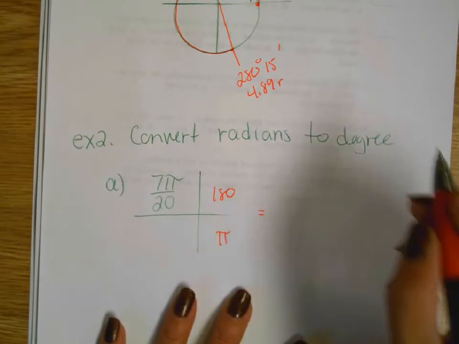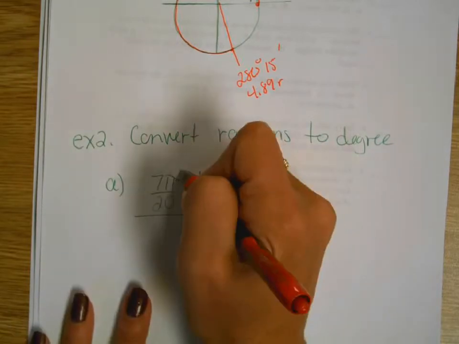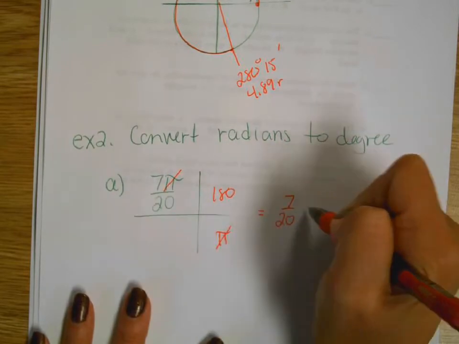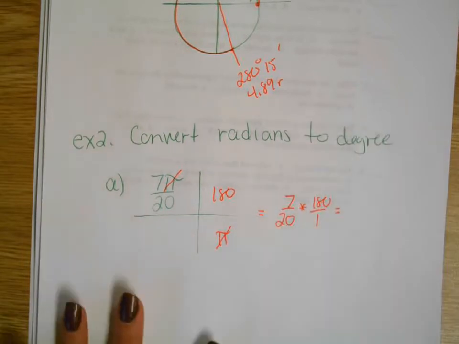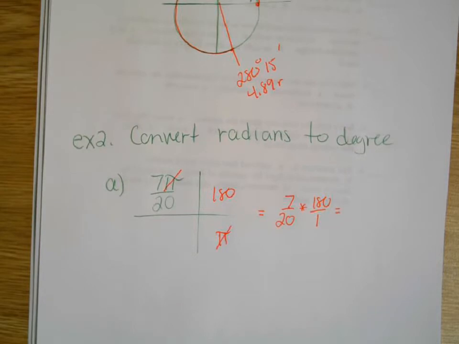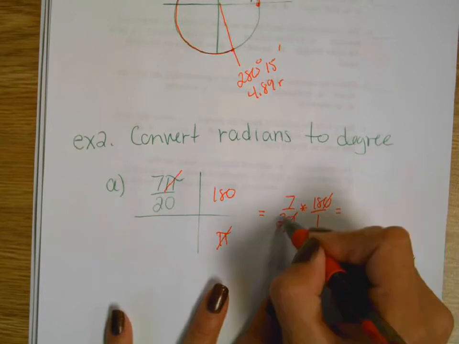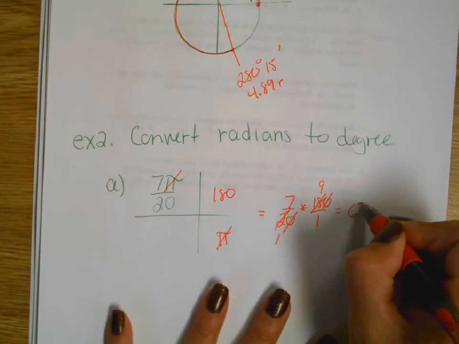Change colors. What's our conversion factor? Pi and 180. Where's the pi going to go this time? Bottom. Okay, so let's take care of it right away. What happens with those pi's? They're going to cancel out. So all we really have is 7/20 times 180. Go ahead, let your calculator do the work, or do it by hand. 63.